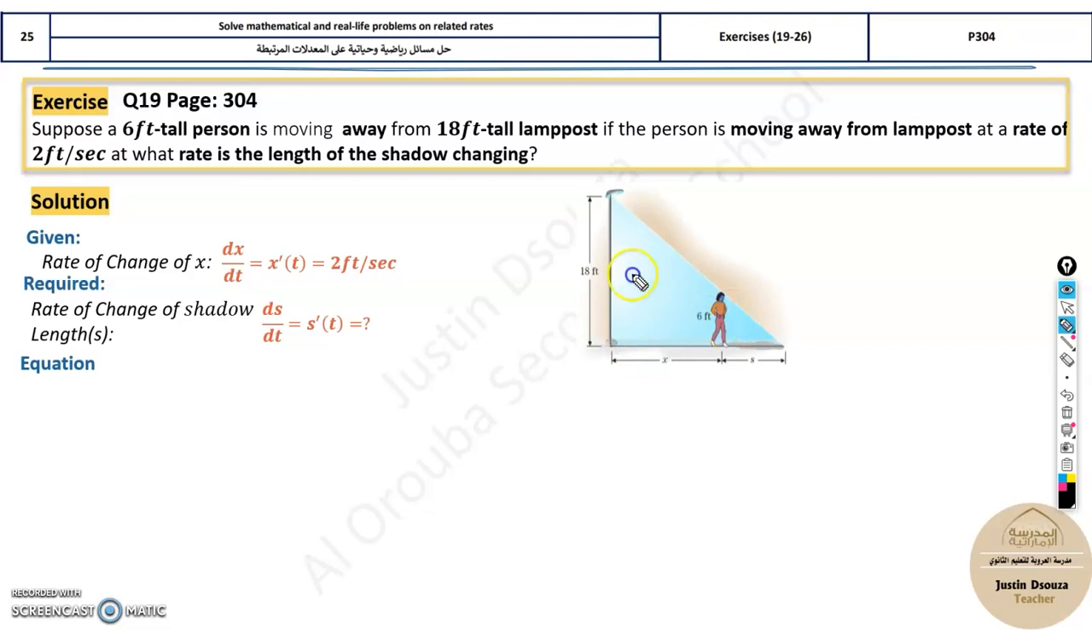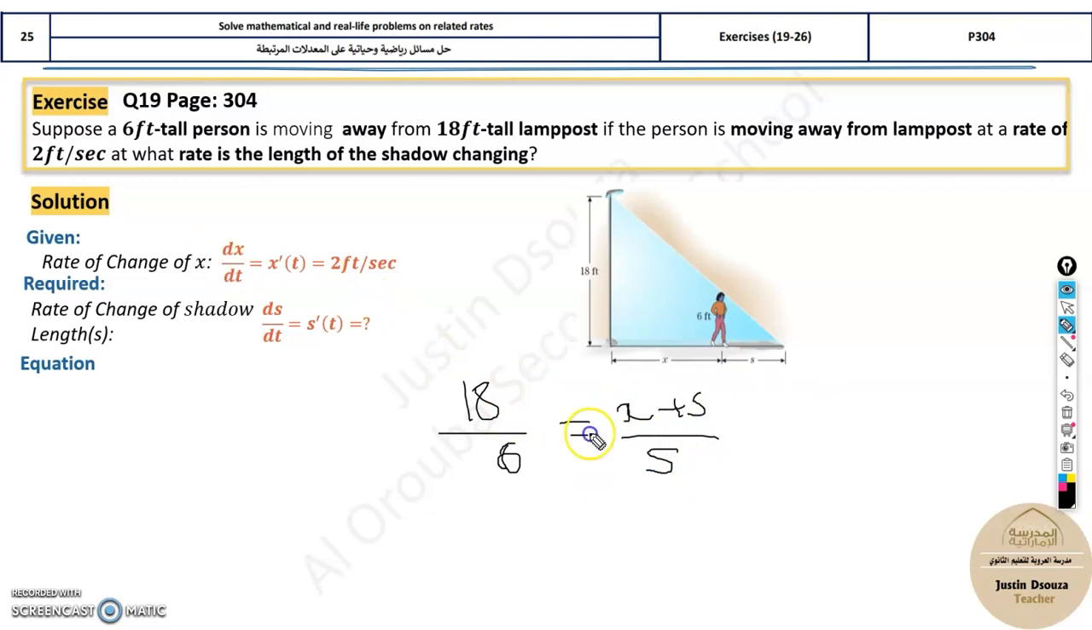Now, from the parts of the similar triangle it can be written like this: 18 divided by 6 will be equal to, now this is the big length. So what is the big length over here? X is the distance from lamppost to the person, and S is the shadow. The total length will be X plus S. And what is the small triangle length? That is only S. So now you can rearrange this and write everything in terms of X.